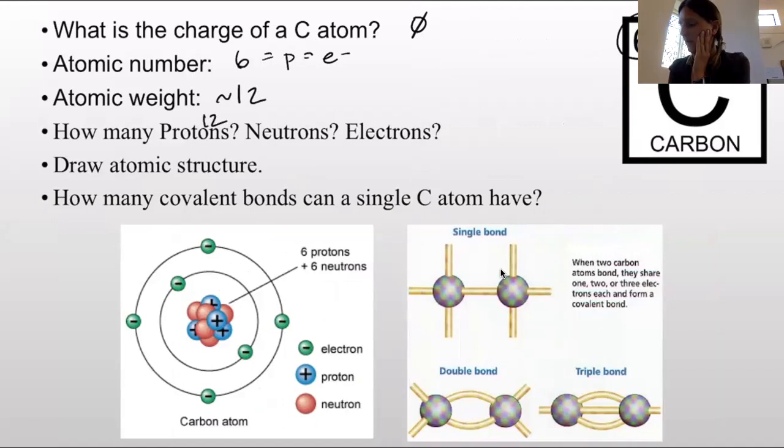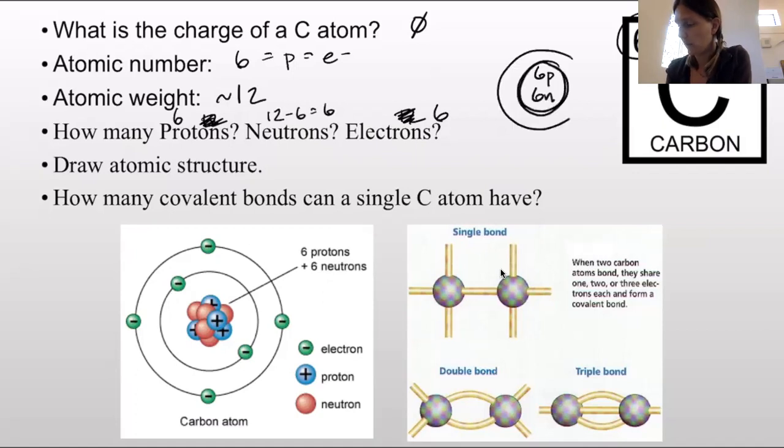How many protons? We have 6. Electrons, 6, they're equal. Neutrons, we're going to do 12 minus 6, which is 6. Draw the atomic structure. And again, I want you to be drawing in the way I draw them. 6p, 6n. Here's our nucleus. And then we have 2 on the inner shell, and we're going to get 4 on the outer shell, for a total of 6 electrons.